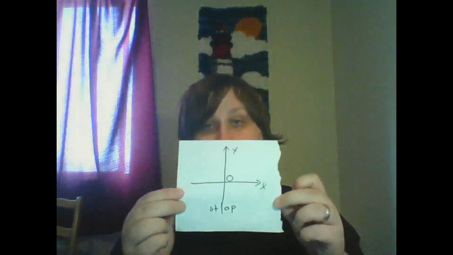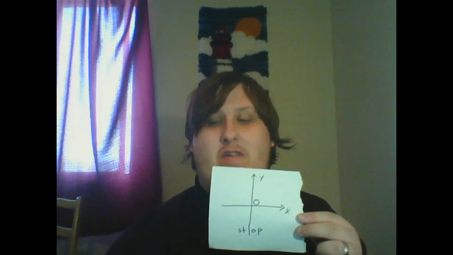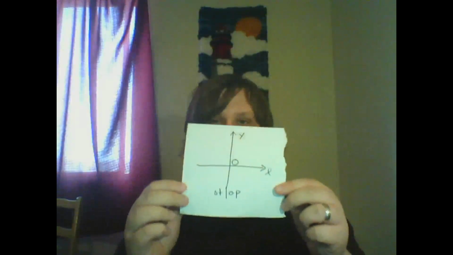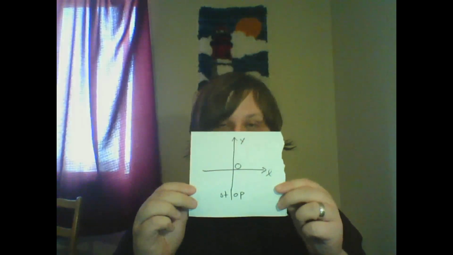Now, I don't have the contest booklet, but I do have a piece of paper, so I'm going to take a Sharpie, which is perfectly allowed on the contest, and draw the picture here. X, Y, I've got my origin here, and I have S, T, the y-axis, O, P. So I have the picture, and it represents exactly what we've got in question 19. So what does it say to do? Now I'm just going to hold it up and show you.